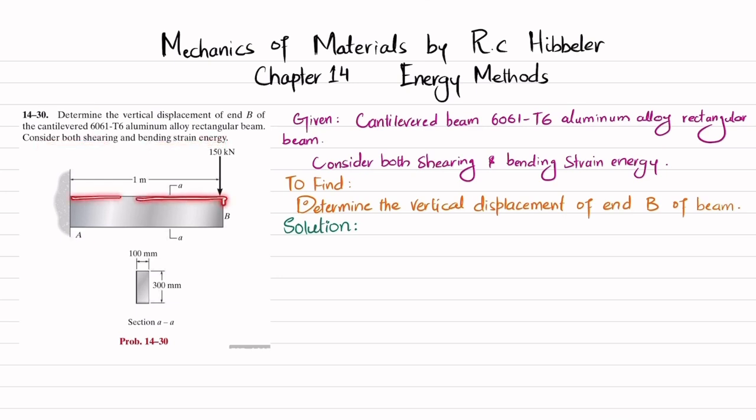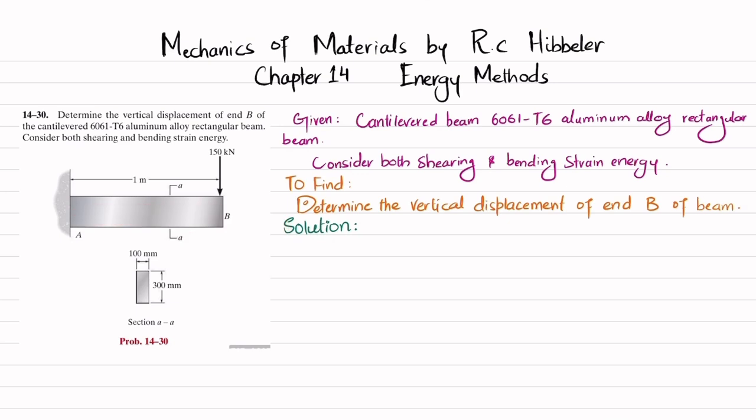So you can see this is a cantilever beam having a point load of 150 kilonewton at end B. The cross section of this cantilever beam is rectangular. Height is 300 millimeter while width is 100 millimeter. So you have to consider both shearing and bending strain energy, and then you have to find the displacement of this point B, which is delta B. So you can see due to this load, this beam will bend like this. So this will be the delta B, which we will have to find.